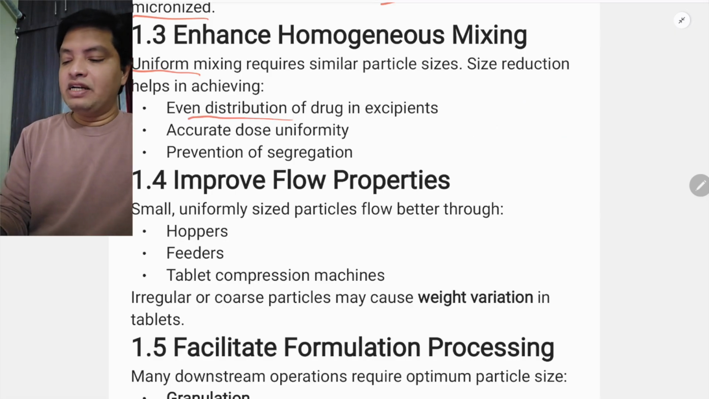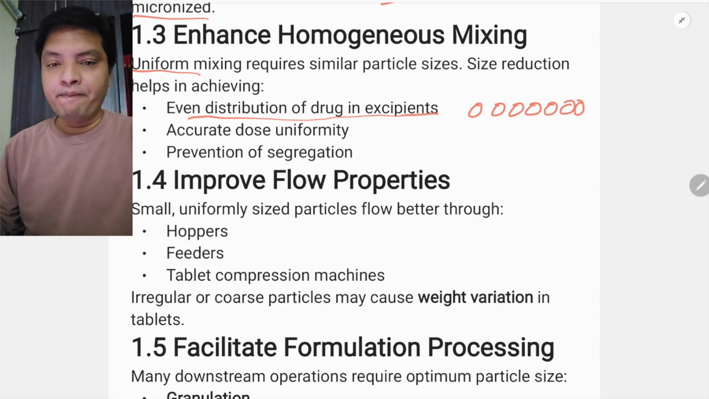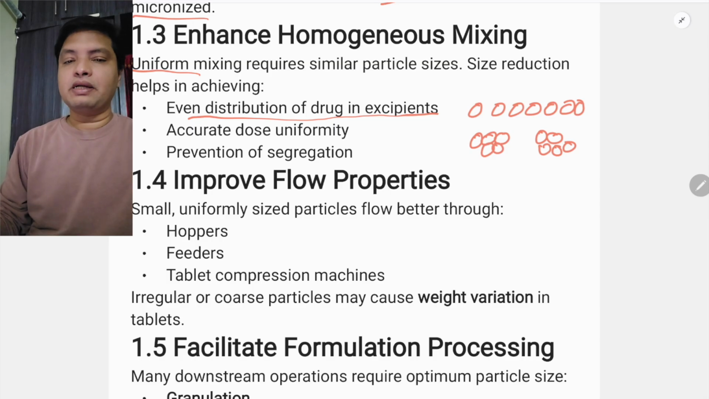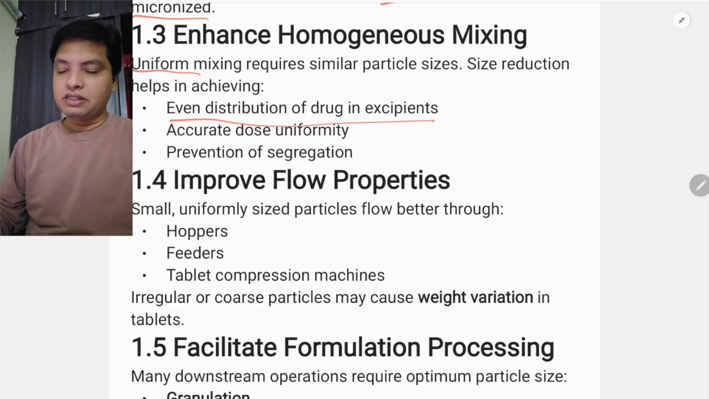So even distribution of drug and excipient. I have drug particle, I have excipient particle, drug, excipient. So even mixing will happen. Otherwise, we have all drug particles at one place and all excipient particles at another place, which is not even mixing. So even mixing of drug and excipients.